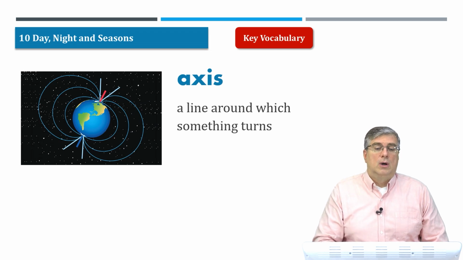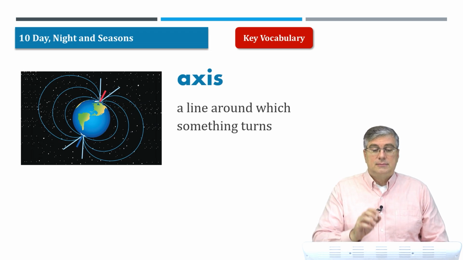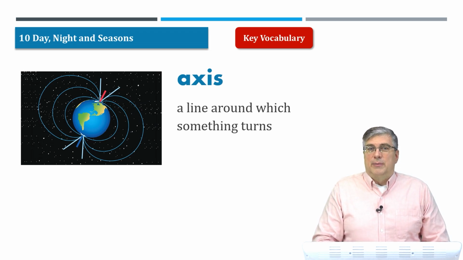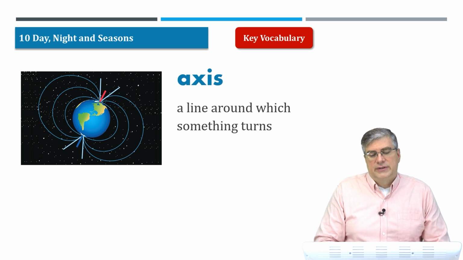Our first word is axis. Axis is an interesting word. An axis is a line around which something turns. Now here we have an interesting picture. It looks a little complicated, right?